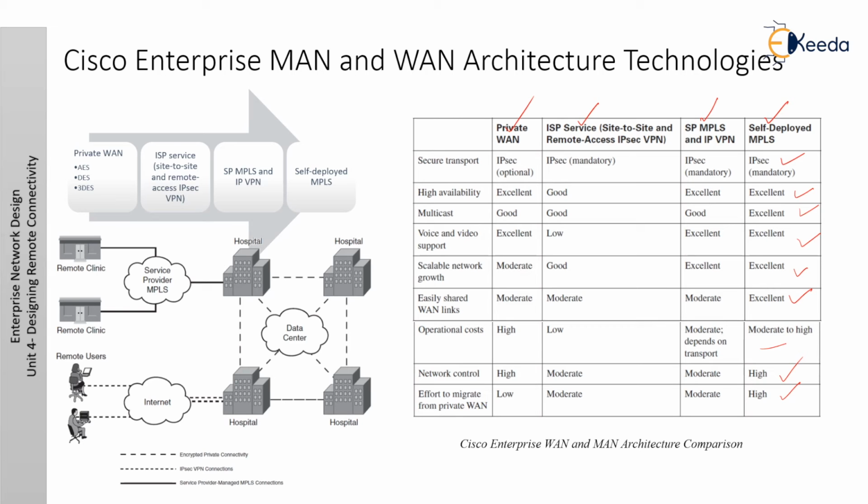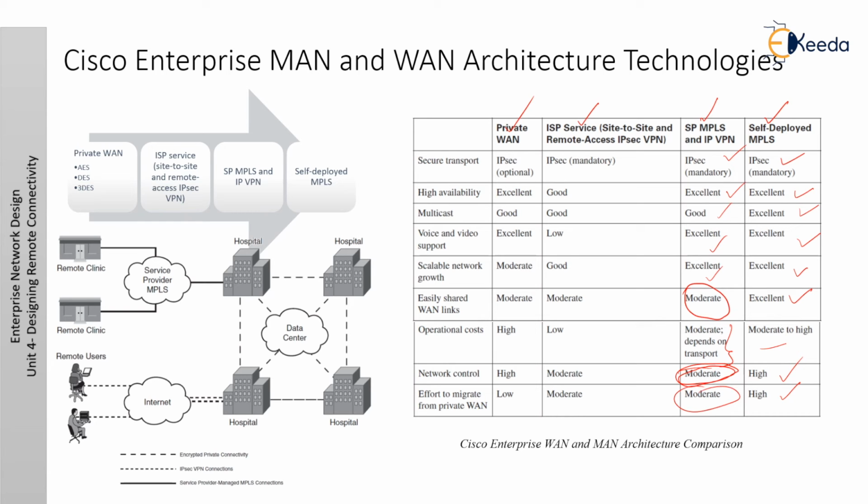But if we consider all other factors, it shows excellent behavior. In case of SP MPLS and IP VPN, IP security is mandatory, high availability is excellent, multicast is good, voice and video support is excellent, scalable network growth is excellent, easily shared WAN link is moderate, and operational cost is moderate depending on the transport. Then network control is moderate, means we do not have very good network control, and effort to migrate from private WAN is also moderate.